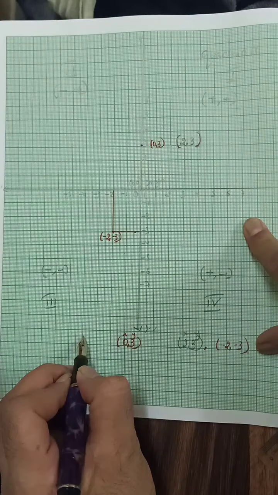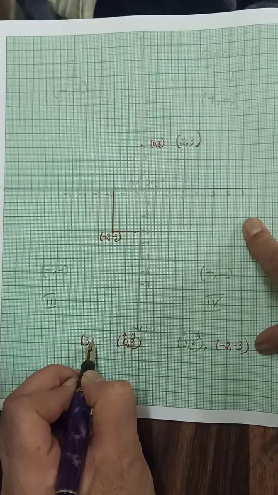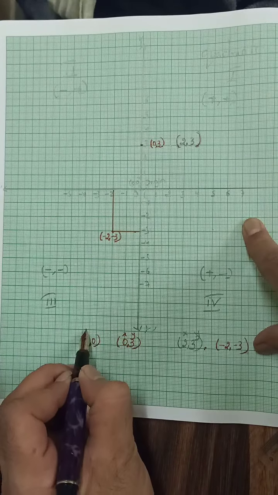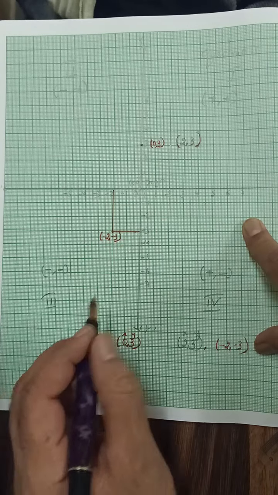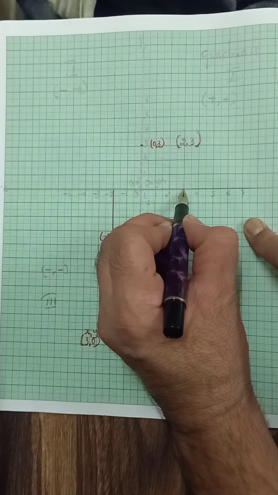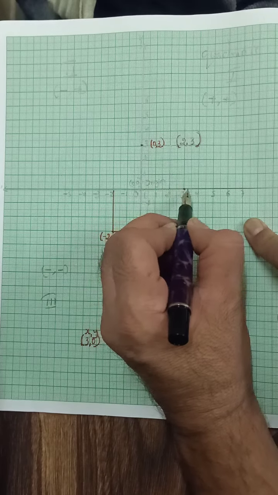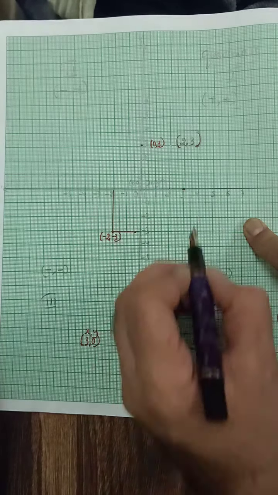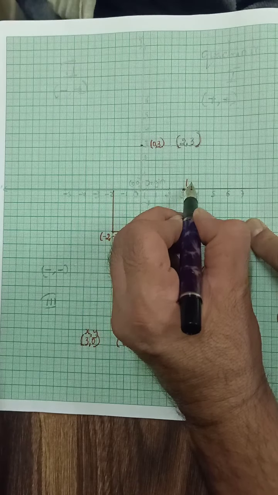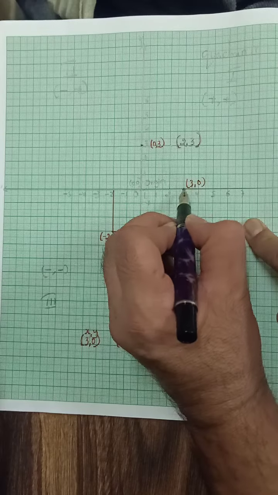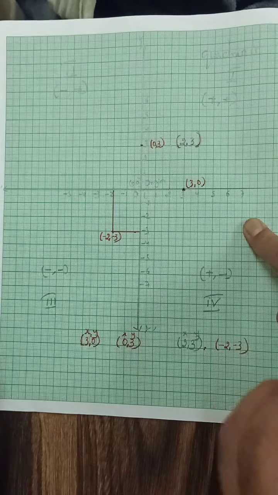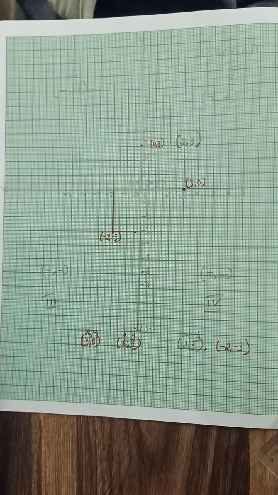If it is (3, 0), that means x is 3 and y is 0. So x is 3 means here, a positive integer, and y is 0. So this point will be on the x-axis. So this point lies on the x-axis. Like this you have to plot the graph.